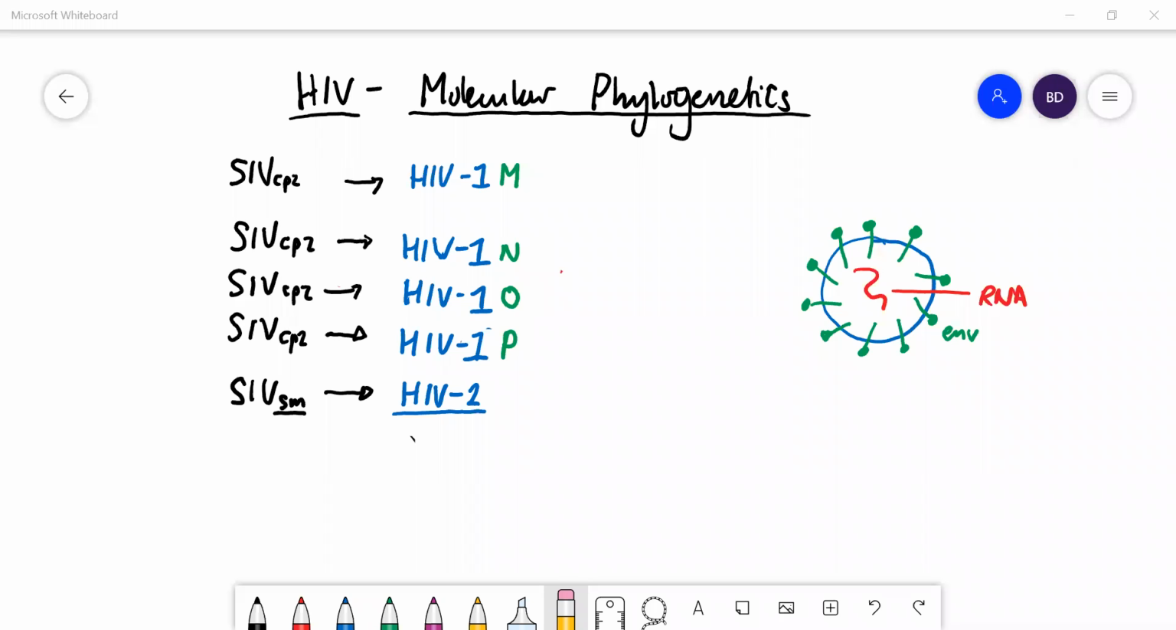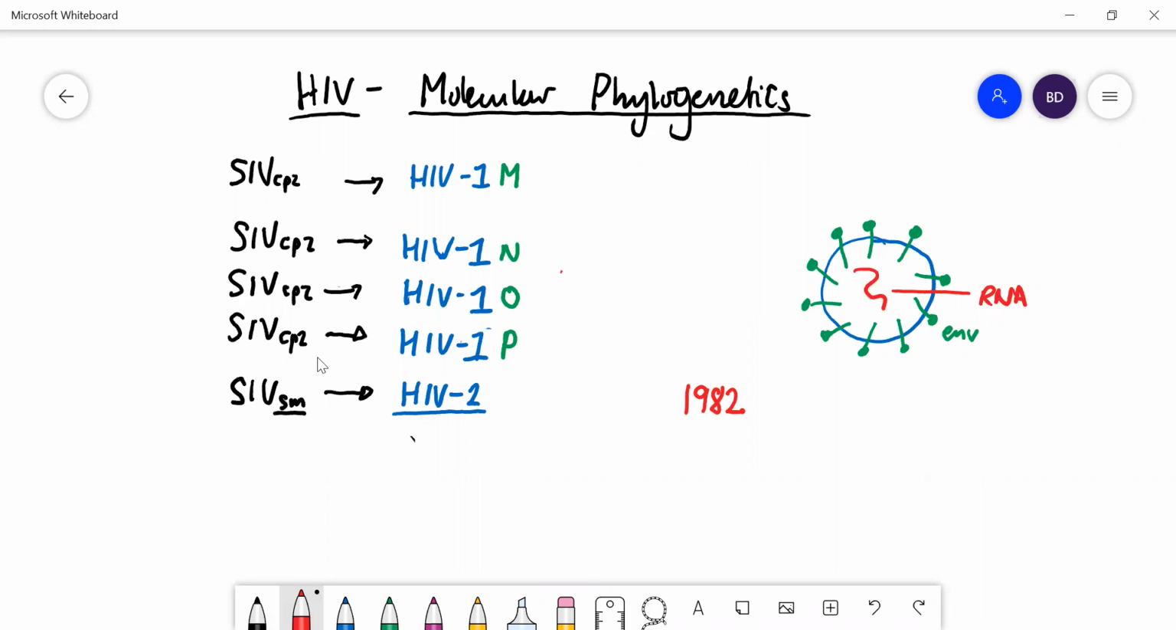Okay, so we're going to talk about how molecular phylogenetics can be used to cast light on the origins of the HIV virus. Okay, so a little bit of background. HIV was first noticed in 1982, when large numbers of gay men in San Francisco started suffering from immunodeficiency diseases, and the cause was unknown.